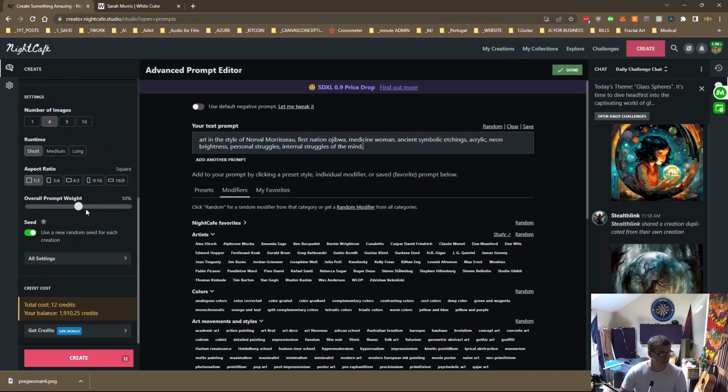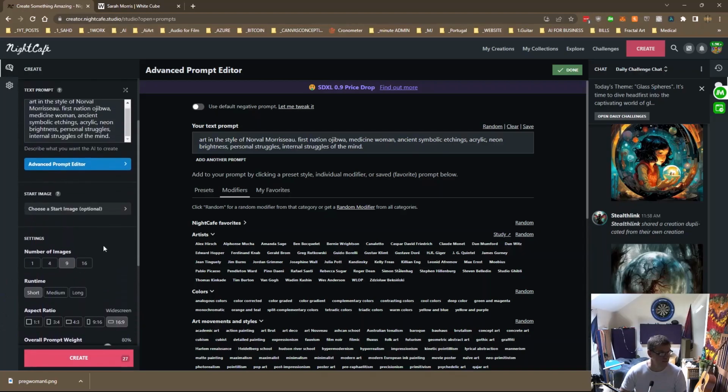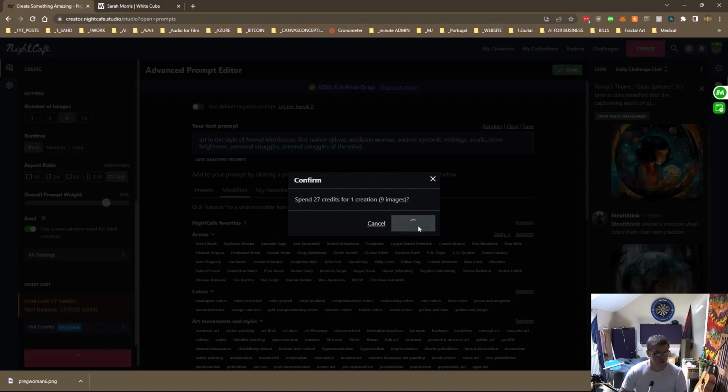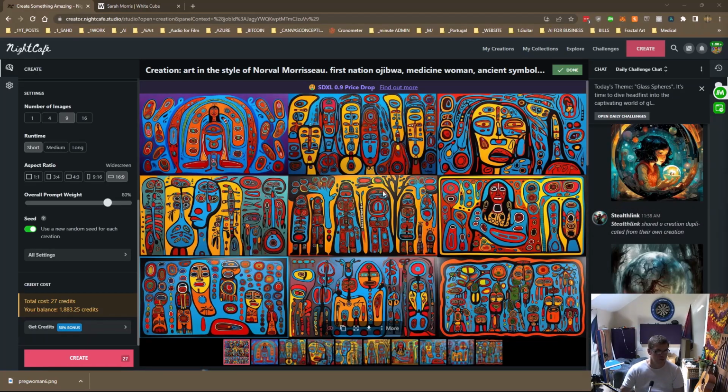And again, I'm going to pop the overall prompt weight up to 80. We'll go 16:9 again. And we'll do 9 images. And let's go. So that's a pretty cool outcome.